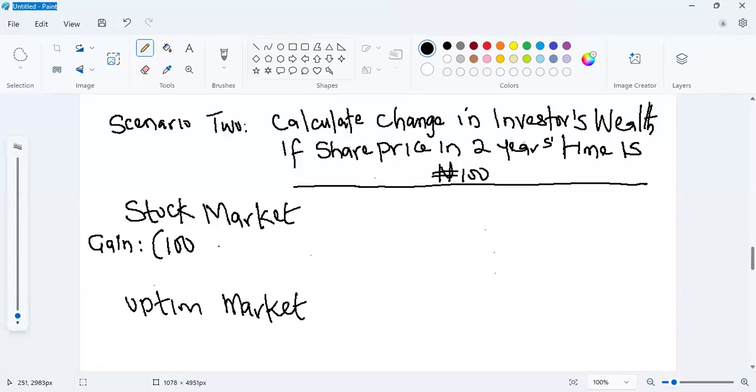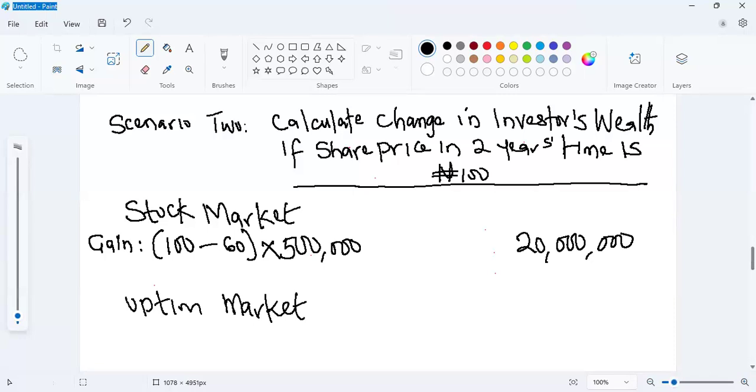In 2 years, the price happened to be 100 naira, but currently it was 60 naira. That means the investor will make a profit of 40 naira per share. The investment value will increase. Multiply by the number of shares, 500,000. The investment value will increase by 20 million. This will happen at the stock market.